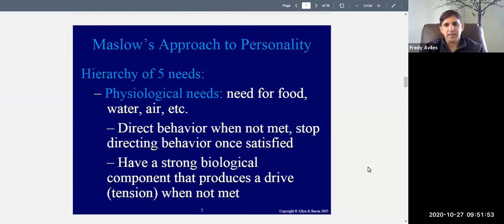Other things will affect your behavior, according to Maslow. They have a strong biological component, of course, that produces a drive when they're not met. So when you haven't had enough food, that produces the drive known as hunger. And that's a state of tension. It's very unpleasant and will make people do anything. When you haven't had enough water, that produces thirst. That's a drive that motivates behavior. Okay, those are your physiological needs. Let's keep going.